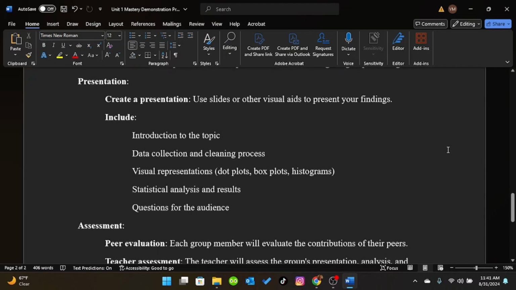Now, when it comes to the presentation itself, you need to create a presentation. What this presentation looks like is up to you. You could do a slideshow that we can put on the smartboard. You could film videos. I have a ring light. I have a green screen. You can write scripts and film videos.